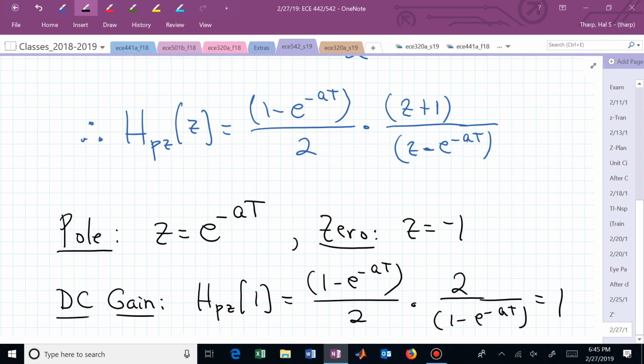So that ugly looking expression for our pole zero matching low pass filter is actually fairly benign. It's a nice little low pass filter, and we can now implement that with a difference equation.